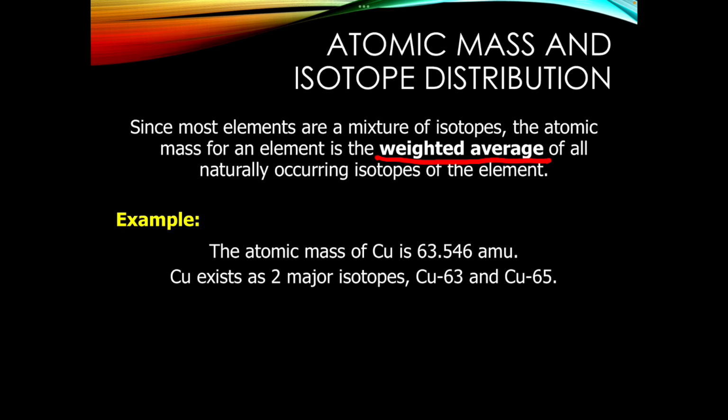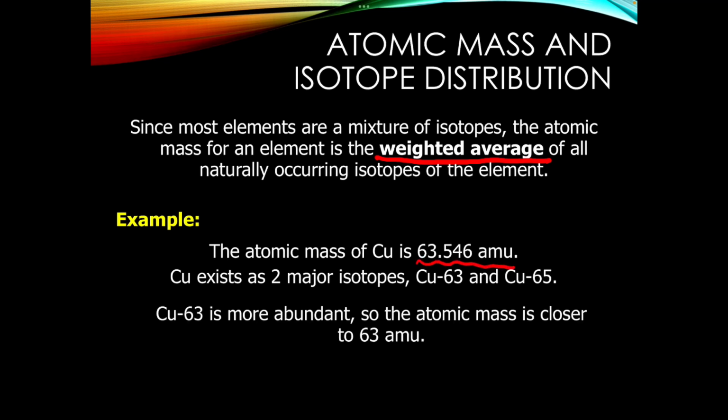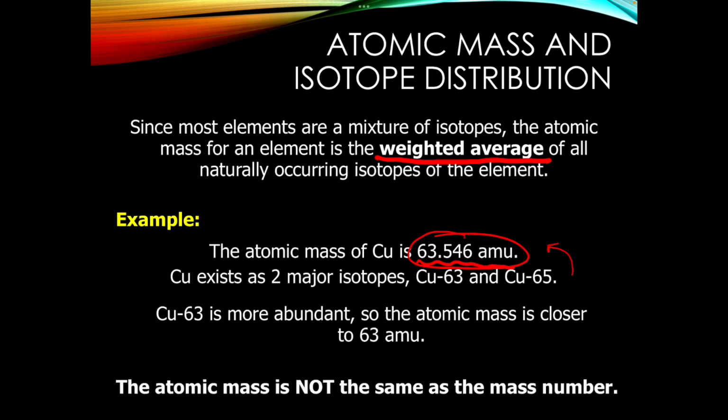For example, copper exists as two major isotopes. We have copper 63 and copper 65. The way that we get this mass of copper on the periodic table is we take the percentage abundances and incorporate them into an equation, and it will equal this. Copper 63 is more abundant than copper 65, so the mass on our periodic table is closer to copper 63 than to copper 65 because of this weighted average.